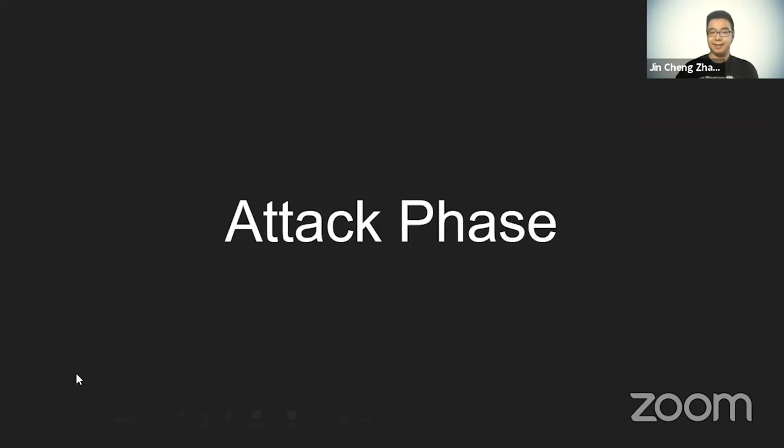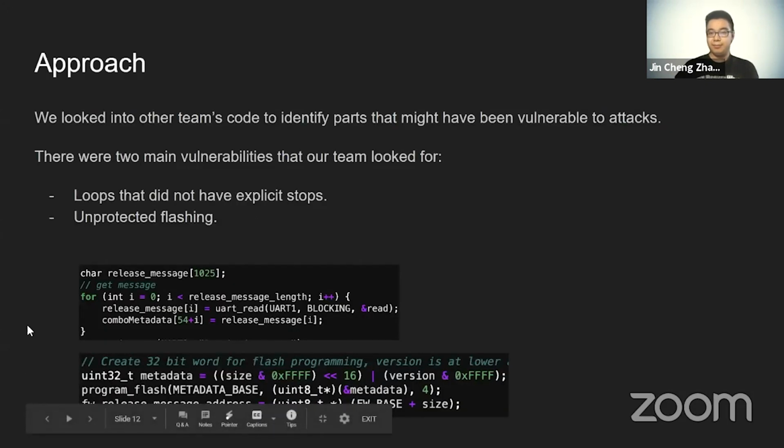So for the attack phase, unfortunately, our team wasn't able to get a flag, but we did identify several vulnerabilities in the other team's code. To start, we searched for two main vulnerabilities. One, loops that did not have explicit stops. Essentially, what this means is that if there is a loop that is based on a length that we can pass in, we can alter the amount of data that is being read in.